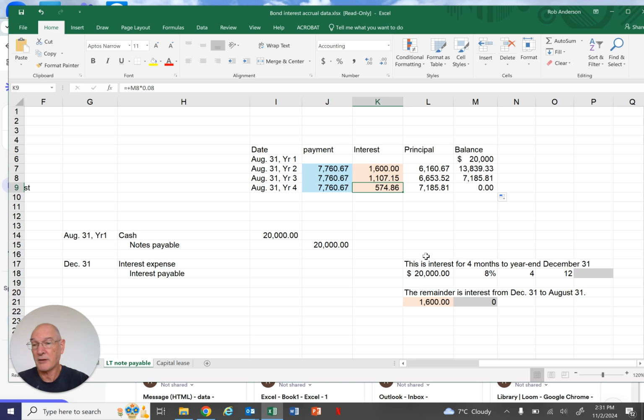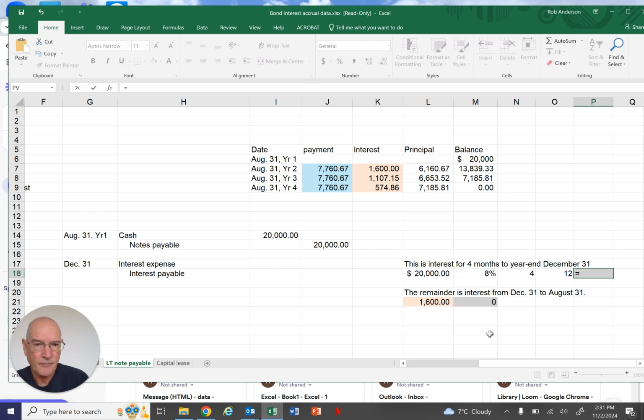If you were banking, they would charge you by the day. So 20,000 times 8% times 4 months divided by 12 months is going to give us our amount of interest that we owe. Remember, we're not paying it on December 31. We're just accruing it as a year-end adjustment saying we owe the money.